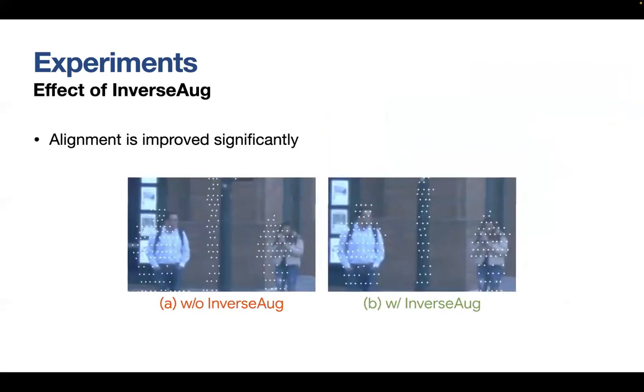Then an example shows how inverse augmentation changes the alignment. On the left-hand side, we see that the alignment is almost good, but probably because of the random rotation, the points are shifted by a small margin. So alignment is improved significantly when we do inverse augmentation.